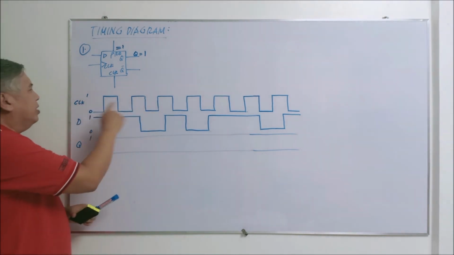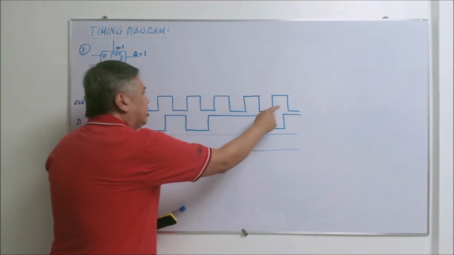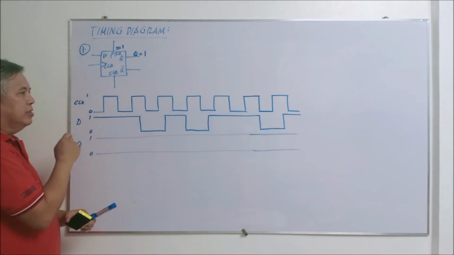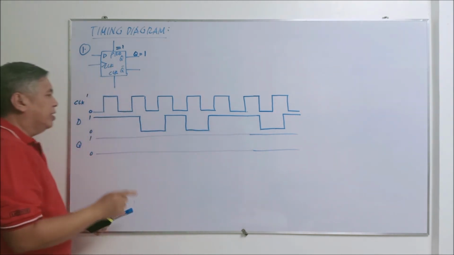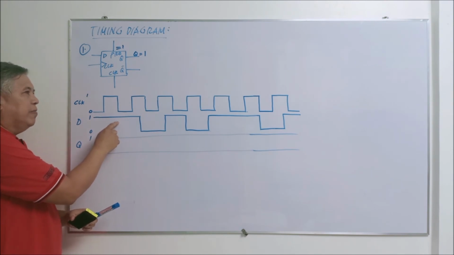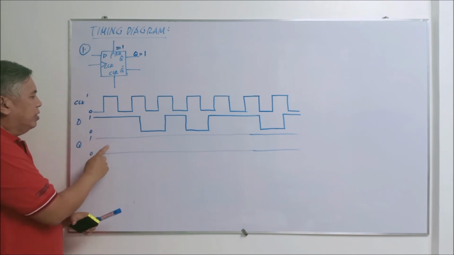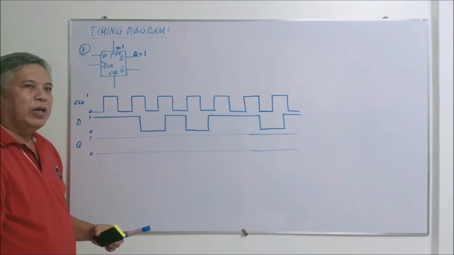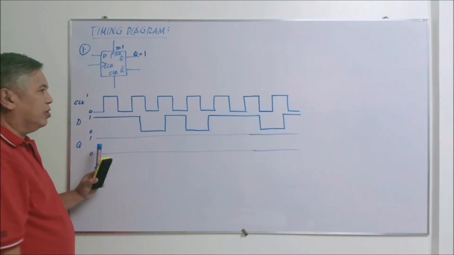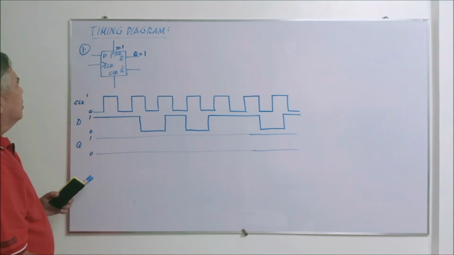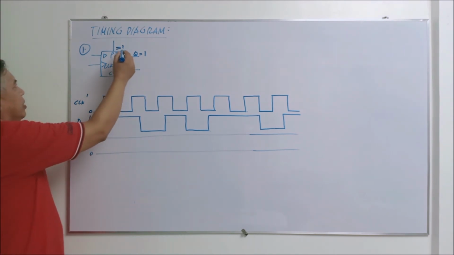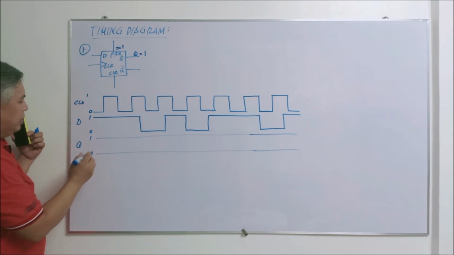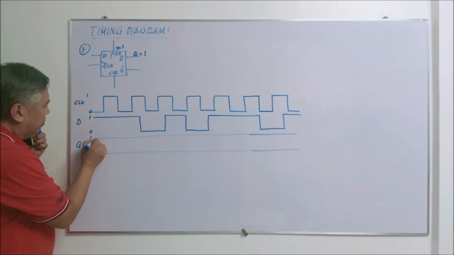So we have here the clock pulses for our clock, and then we have here our input D, the D pulses, or the value of your D input, and we want to obtain the timing diagram or the output of your Q. So we have here preset is equal to 1. That means that we will start at 1.